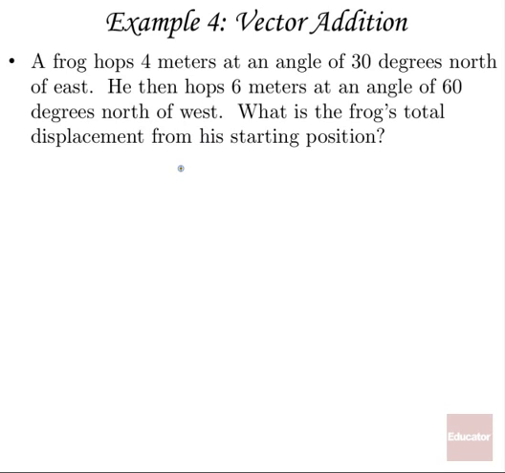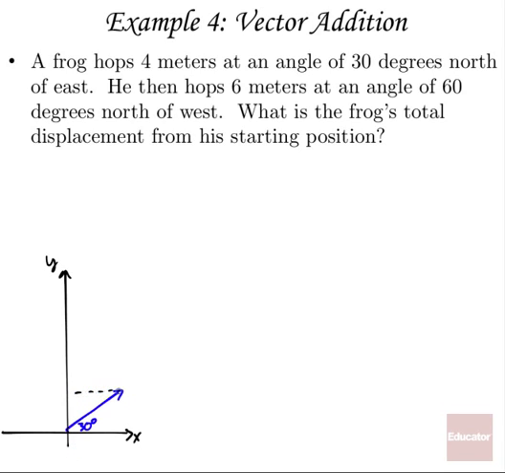All right, this just screams for us to draw a picture here first. So let's draw our axes here. I'll have a y-axis and an x. As we look at this, there's our x, here's our y. The frog starts out 4 meters at an angle of 30 degrees. All right, there's 4 meters at an angle of 30 degrees.